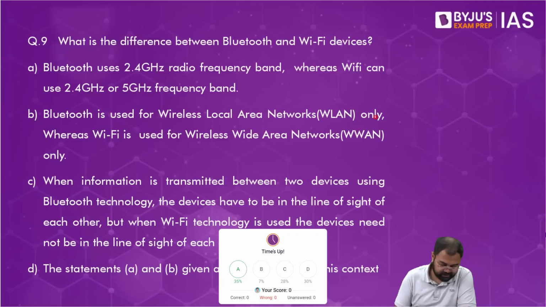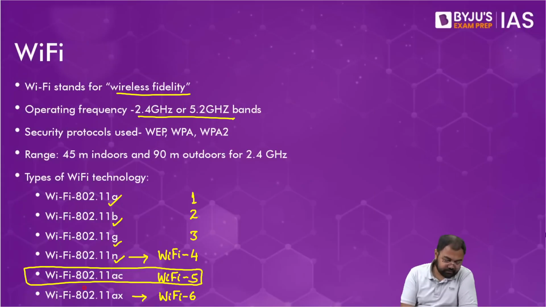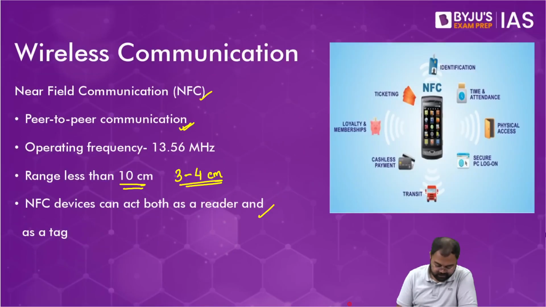There's a mix: 34% of you have marked A, 7% B, 29% C, and 31% D. So let me just discuss this with you once. What is the difference between Bluetooth and Wi-Fi devices? First, Bluetooth uses the 2.4 gigahertz radio frequency band, whereas Wi-Fi can use the 2.4 or 5 gigahertz frequency band. So we had discussed this. If you see this, the operating frequency for Wi-Fi is 2.4 and 5.2 gigahertz, whereas in case of Bluetooth, it is 2.4 gigahertz.